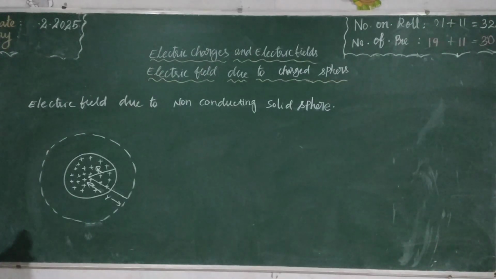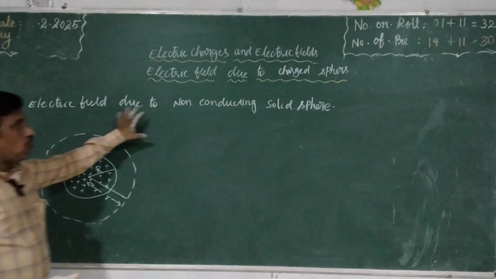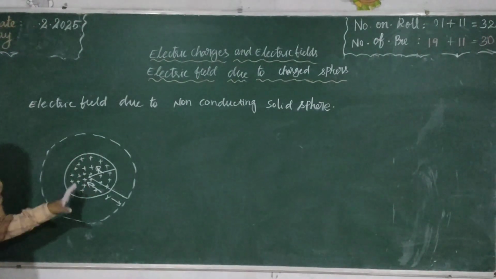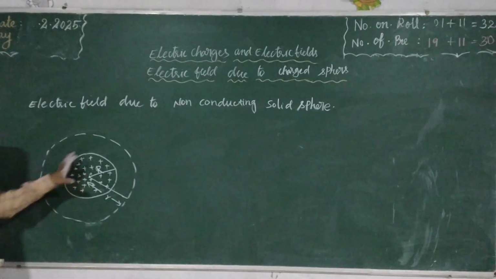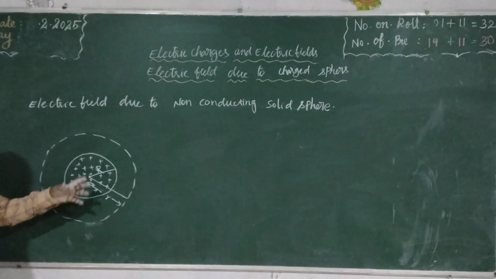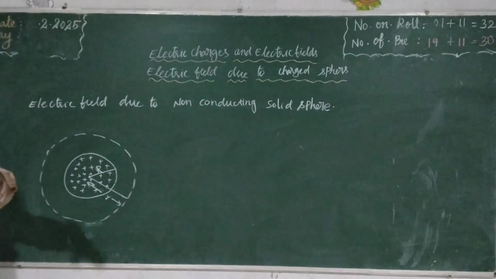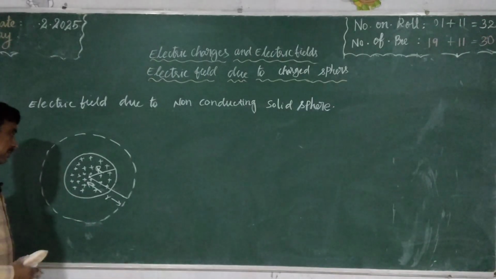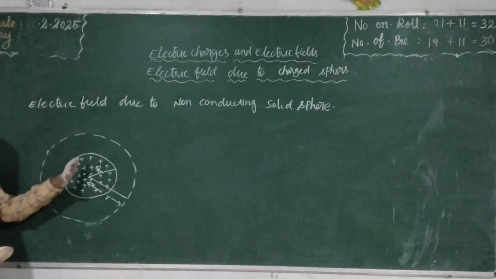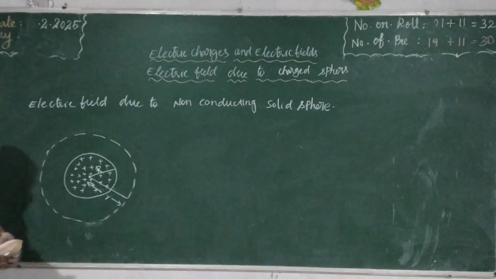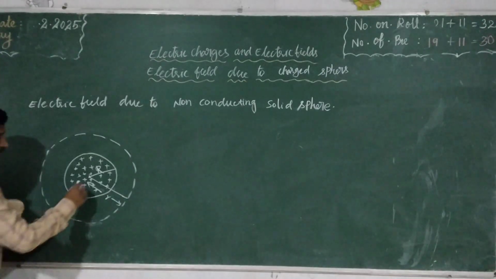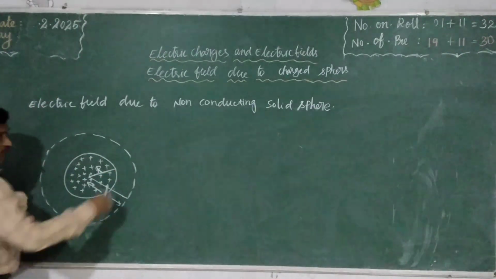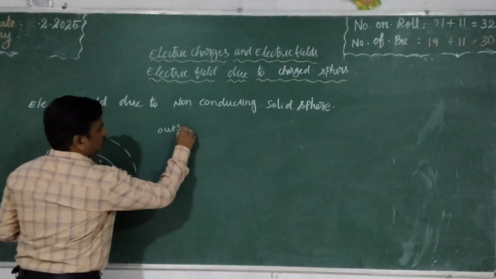First, the electric field due to a non-conducting solid sphere. For a non-conducting solid sphere, the total charge is distributed over the whole sphere. Before, for a solid conducting or hollow conducting sphere, the charge resided only on the surface. Here the radius is capital R, and r is the distance to the outside point. First, we consider an outside point.